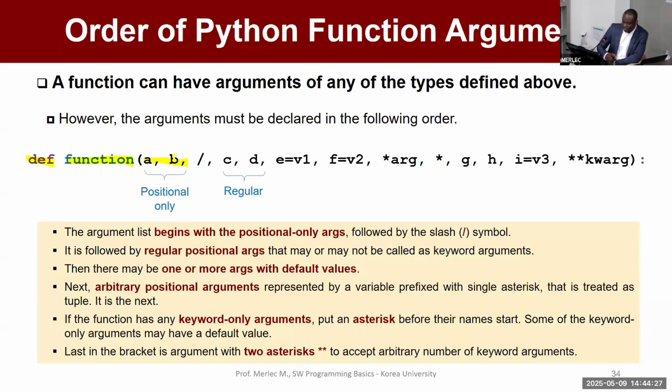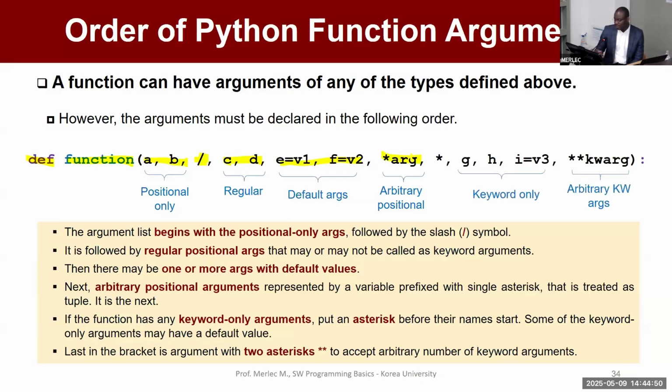Okay. And then you have this that shows that they are the positional only parameters. And then will be followed by the regular ones. After the regular ones, you have the default arguments where you define the default value. And then you have arbitrary positional parameters where you put the star. And in some cases, you can have keyword only parameters. You can define them as I've shown here.